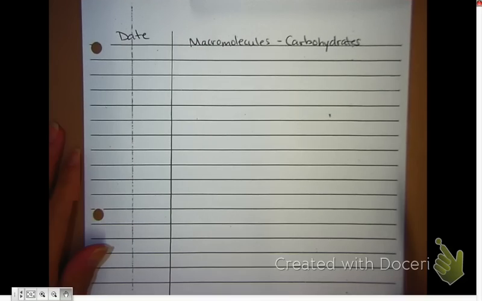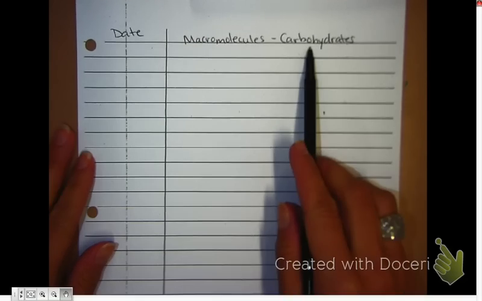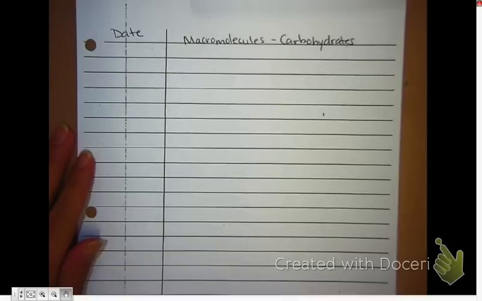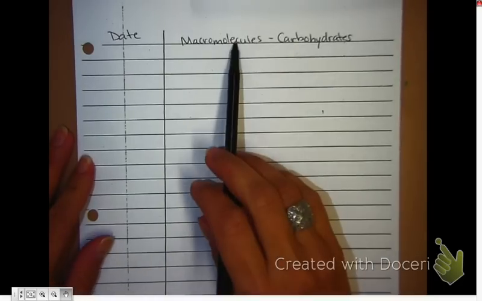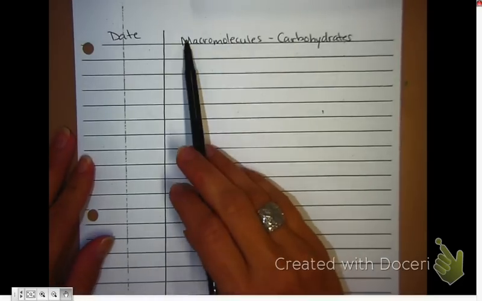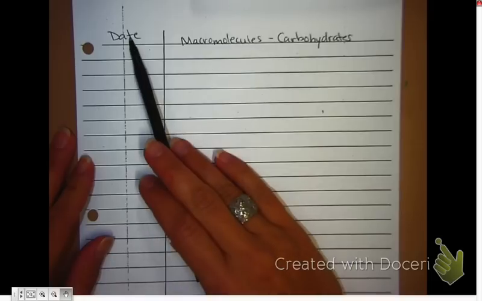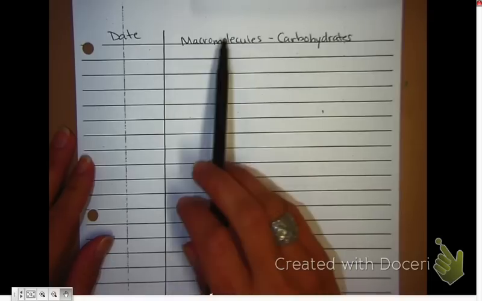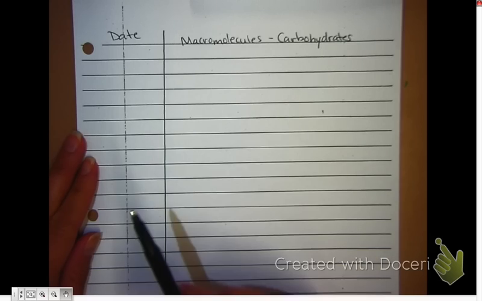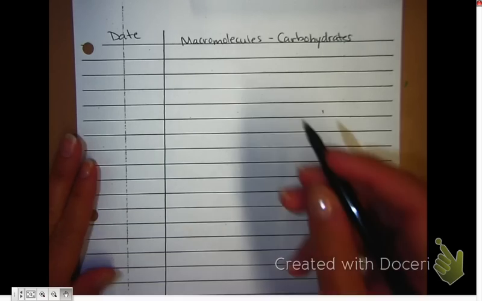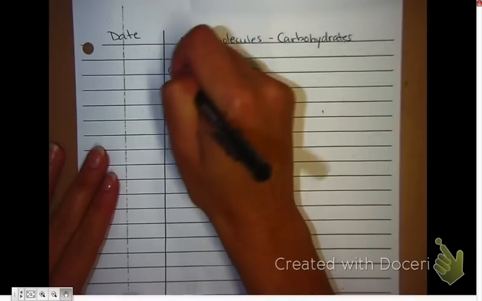Okay, this video is going to be about carbohydrates specifically, which in the last video you saw are an example of macromolecules. Remember, these are large molecules. Make sure you have your date written down here and you have your title, Macromolecule Carbohydrates, because we're specifically talking about carbohydrates. So we're going to write carbohydrates.